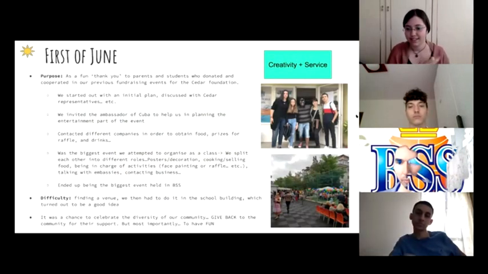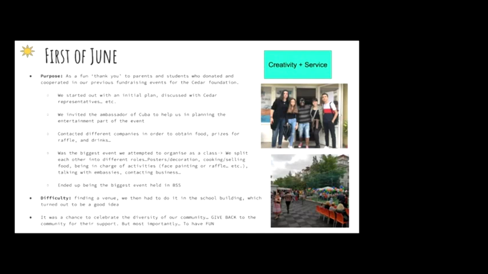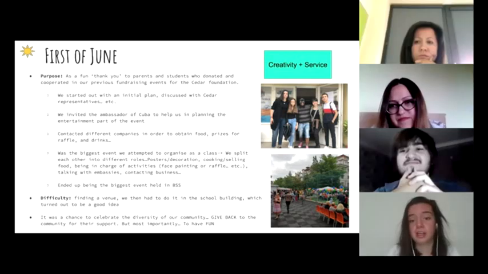Okay, so on the 1st of June, in order to say a big thank you to our school community and also celebrate the large diversity we have in our school, we decided to organize the 1st of June, International Children's Day. It took a lot of planning because we talked to the Cuban ambassador and also to many, many companies to get food for free.